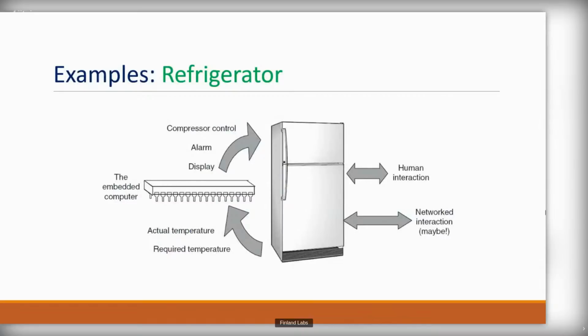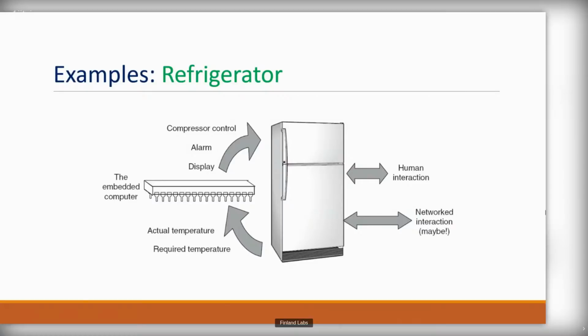Now let us discuss some examples, like a refrigerator. We have a refrigerator where, according to the type of food that we have in it, the temperature of the refrigerator adjusts automatically. There is a chip embedded inside the refrigerator, and there are so many sensors which fetch the different quantities, and according to that it adjusts the temperature of the refrigerator. So that is also an example of an embedded system.